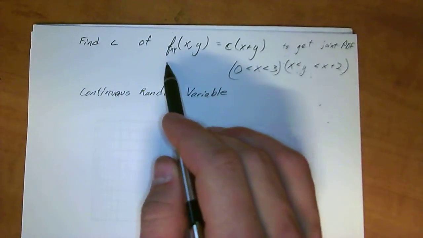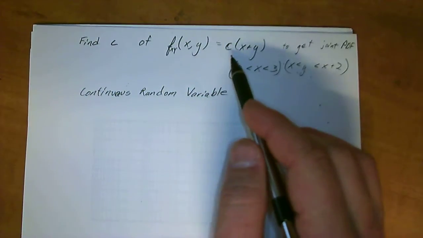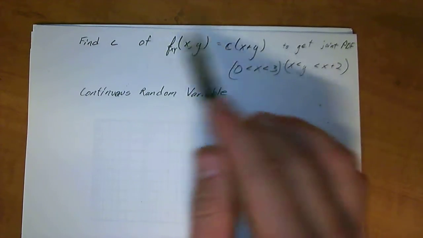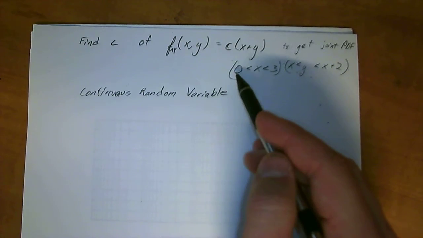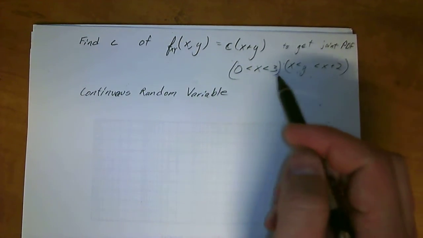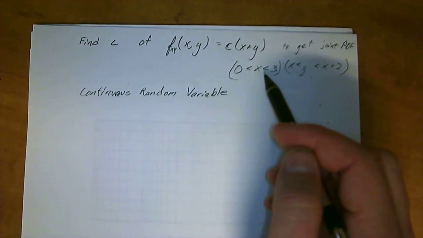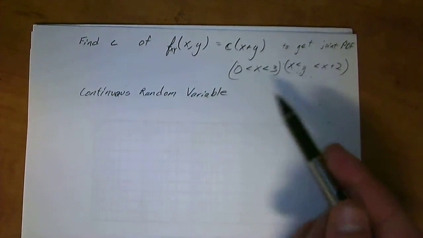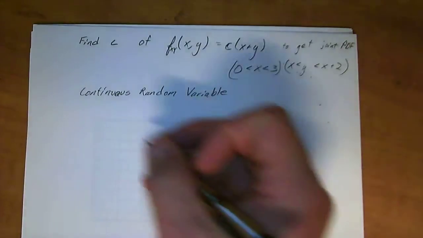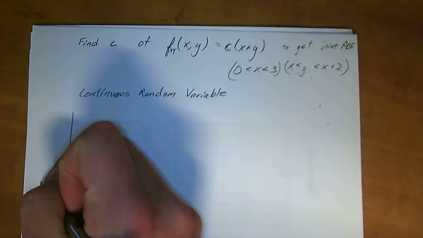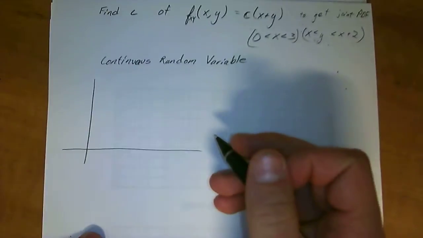So we're given this function of x and y, which is equal to c times (x plus y), and we need to figure out what c is so that we have a joint PDF over this range of values. And since we're using greater than or equal to signs, you know that it has to be a continuous random variable. So the way you set this up, what I like to do first, is actually draw a picture of what we have to work with.